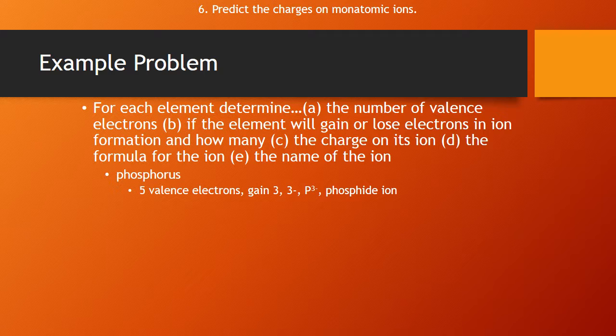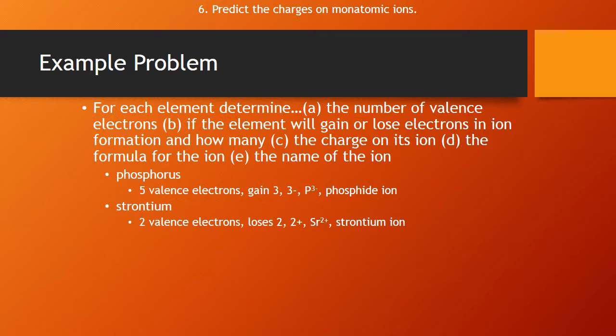Alright, one more example here before I want you to try it on your own, and that's for strontium. So strontium is in group number 2, so it's going to have 2 valence electrons. And the fact that it has 2 valence electrons means it will likely lose electrons to form its ion. It will lose those 2 valence electrons.